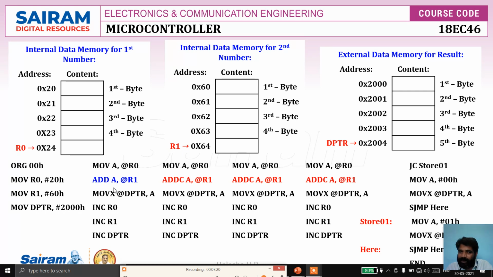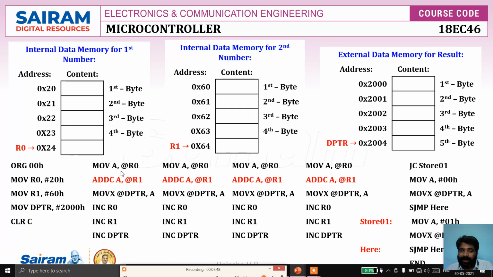This also can be done with the ADDC instruction, but we should make carry 0 before doing this operation. That is why, in the initialization part, we say clear carry, and then we can use ADDC here also. So now see, same set of instructions repeated 4 times. So we'll use these instructions in a loop.